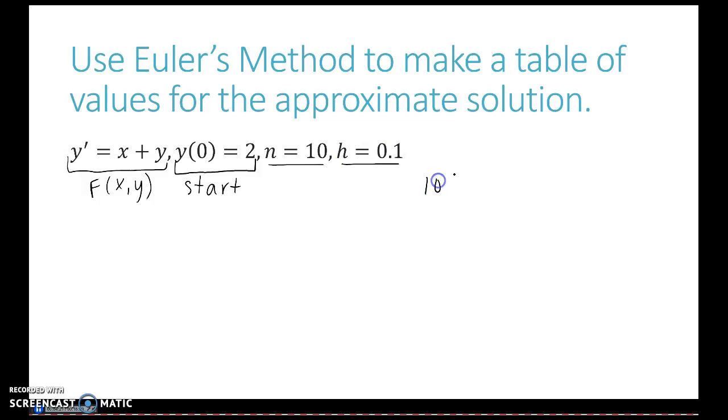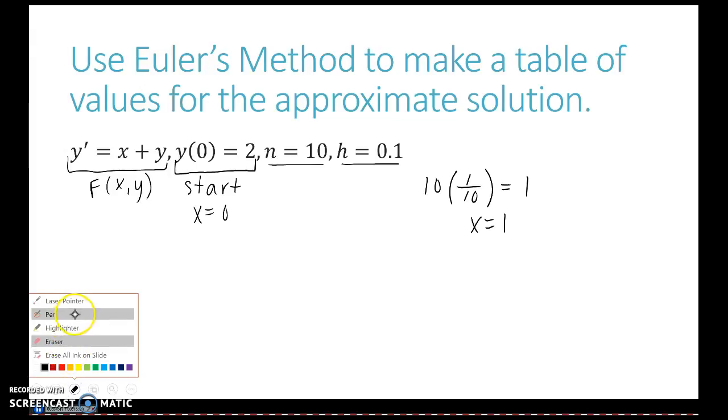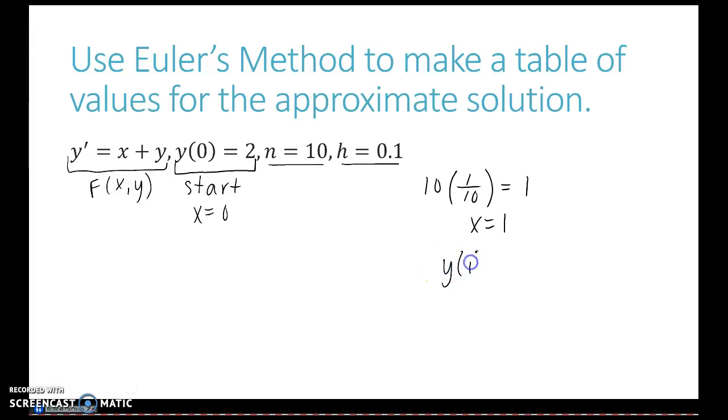Now notice if I multiply these, then where am I going to end? If I start at x is equal to 0, I'm going to end at x is equal to 1. Okay, because we're taking 10 steps of size 1/10 to approximate the solution. So we're approximating y sub 1 is going to be equal to what value?